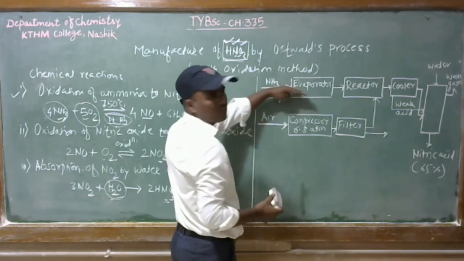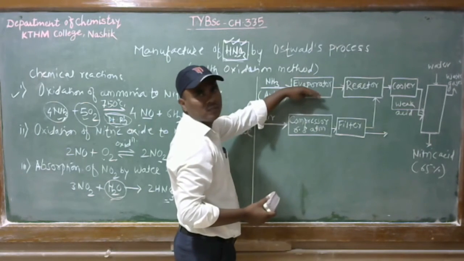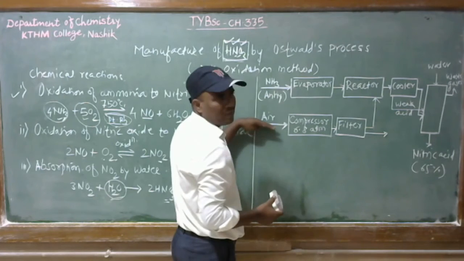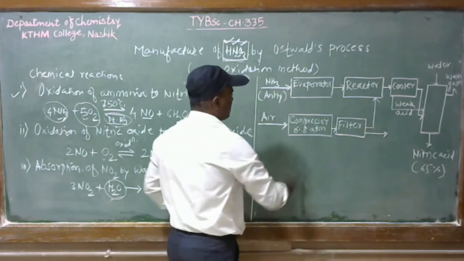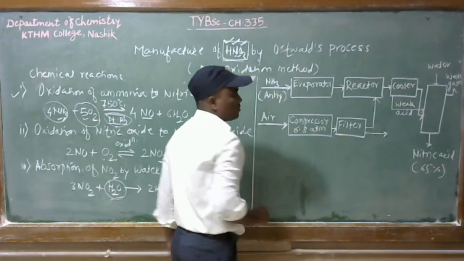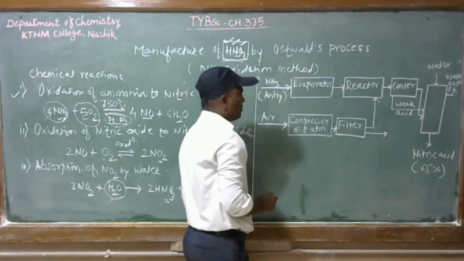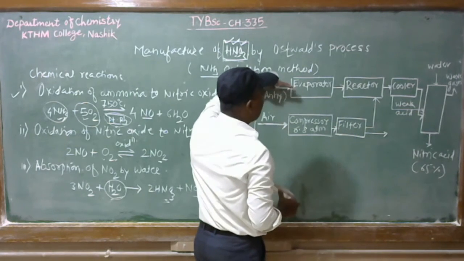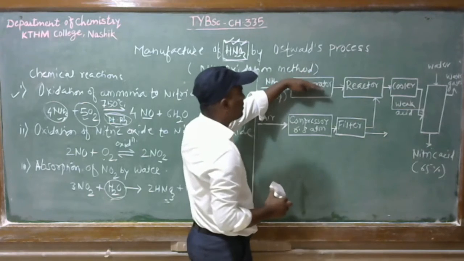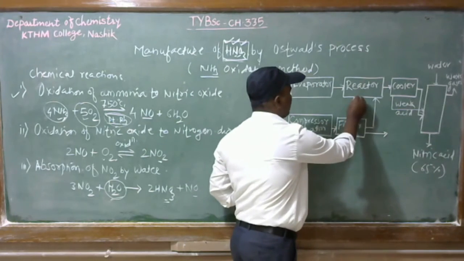Ammonia is first passed into the steam evaporator, and air is passed. Air is first compressed to 6.8 atmospheric pressure. It is converted into liquid, then it is filtered, and this anhydrous ammonia, steam evaporated, is passed into the reactor.